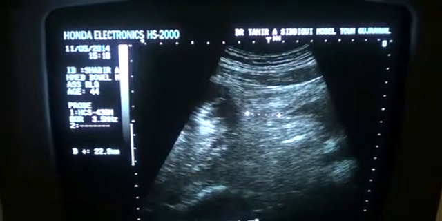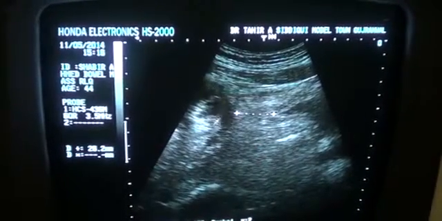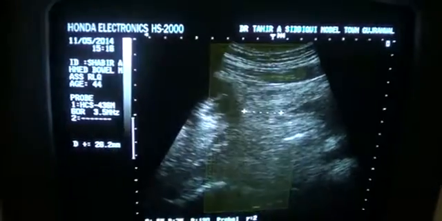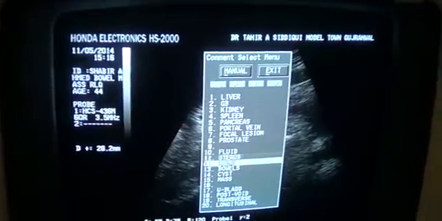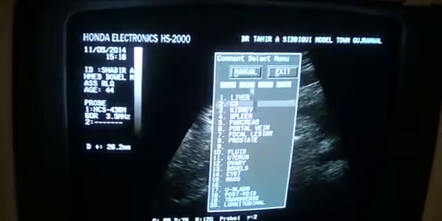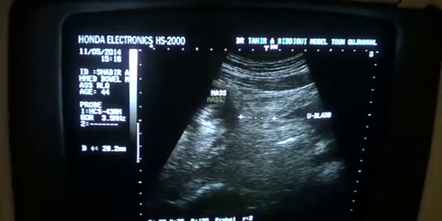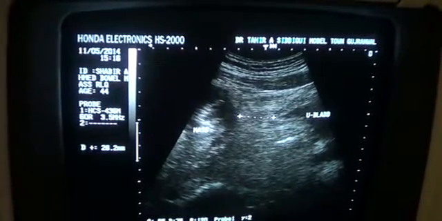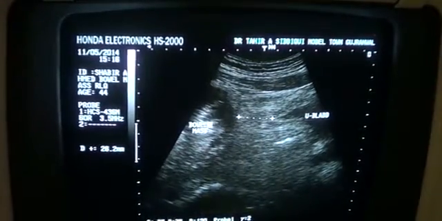So at a distance of approximately 2.5 centimeters, we see a mixed echo mass. This is the urinary bladder in longitudinal section, this area, and this is the mass, this area, which appears to be hyperechoic in the center and hypoechoic at the periphery.